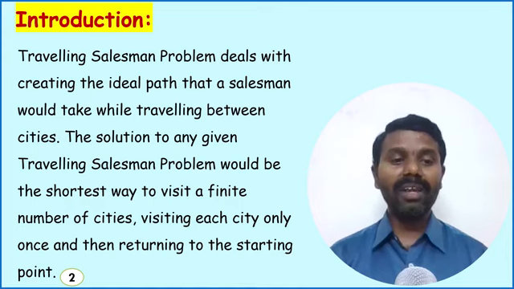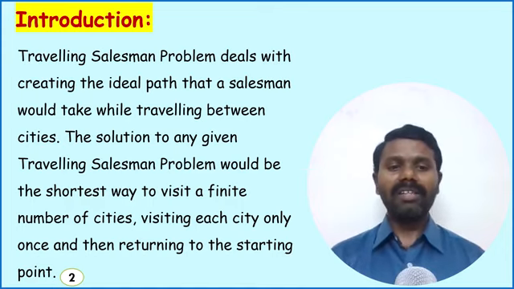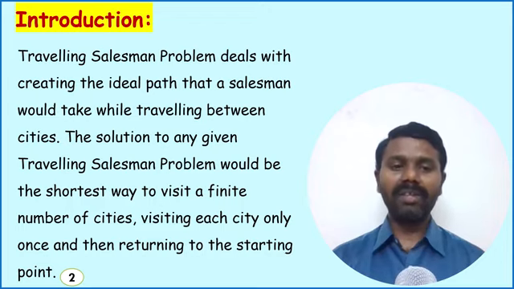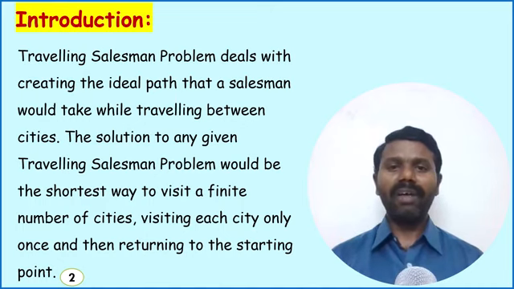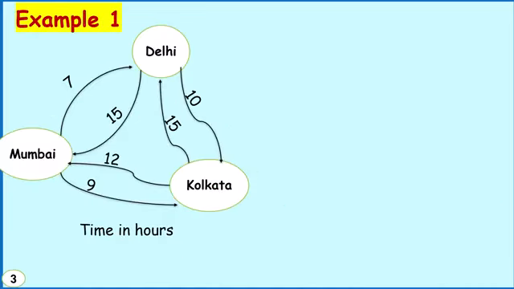The solution to any given traveling salesman problem would be the shortest way to visit a finite number of cities, visiting each city only once and then returning to the starting point. For example, a businessman wants to travel between Mumbai, Delhi and Calcutta. The time between these three cities has been given in this diagram.